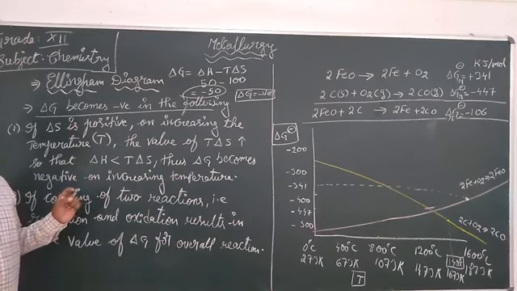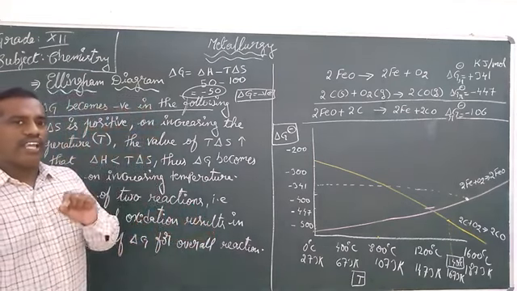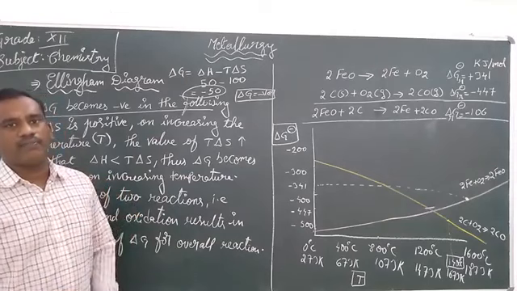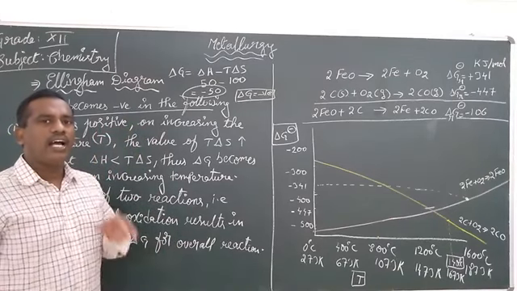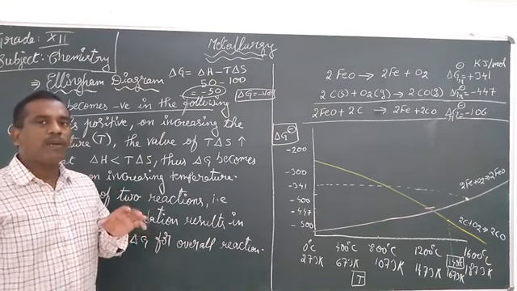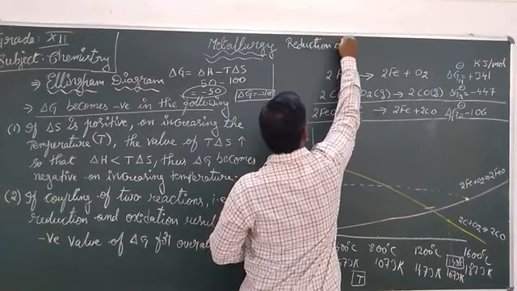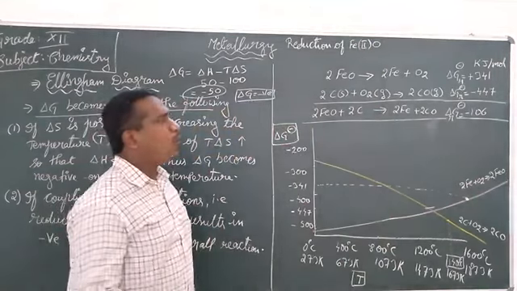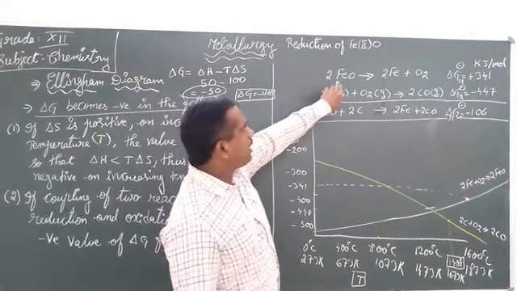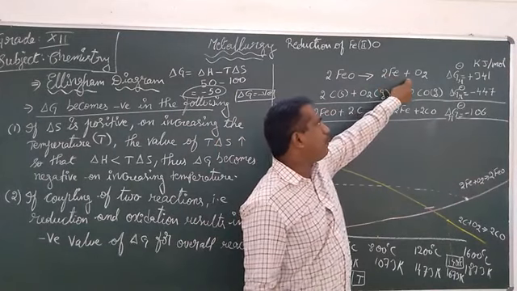Now the additional point that we are getting here is, let us observe one equation where a metal oxide is converting into metal. Metal oxide is converting into metal. I am using the example of reduction of iron oxide. What is meant by reduction? Reduction of iron oxide, Fe2O. What is meant by reduction? Loss of oxygen. Here you can find 2FeO is the reactant. It is giving rise to 2Fe plus O2.